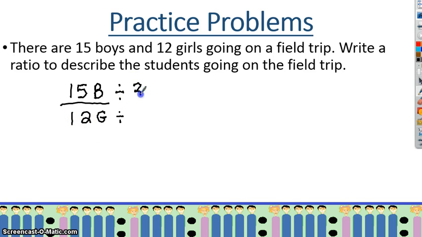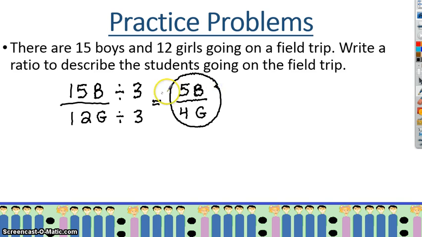Both can divide by 3. They both have a common factor of 3. So 15 divided by 3 makes 5, so we put 5 boys in each group. 12 divided by 3 makes 4, and we put 4 girls in each group. This is a way that we have reduced the ratio.